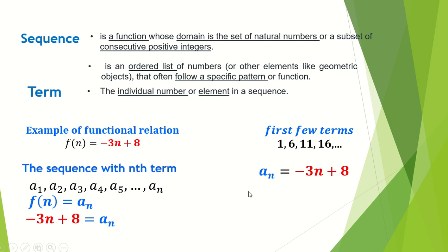Okay? Therefore, if we want to know the 31st term of this sequence, we don't have to list down everything here. All we have to do is substitute 31 to n, since we are looking for the 31st position. So a sub 31 is equal to negative 3 times 31 plus 8, and that is negative 85. See, it's easier compared to listing everything. That's the beauty of knowing how to get an explicit formula.